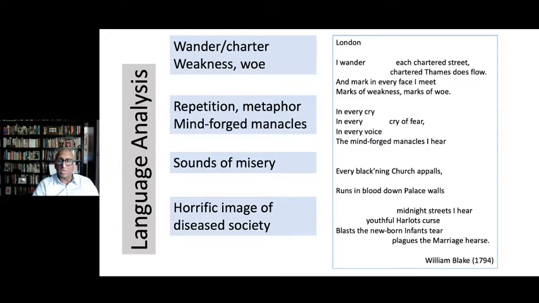If we go for language analysis, we get the idea of wander and charter, the idea of flowing and controlling, weakness and woe, the interlinking through alliteration, this idea of sadness, this monotony through repetition, that very powerful metaphor, that image of those mind-forged manacles. He's burned that into our language, into our collective literary history. The sounds of misery, and finally, that horrific image that closes the poem. Those are the things that are worth analyzing and digging into.